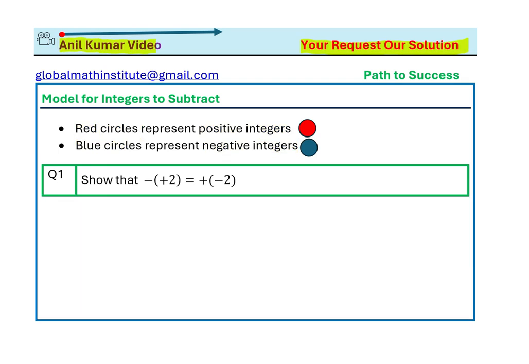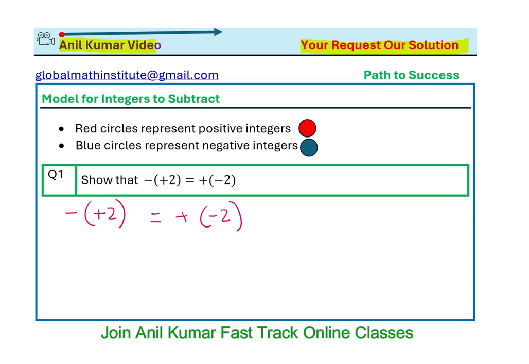Now the question is to show that minus of plus 2 is equal to plus of minus 2. With the help of these integers, which are modeled as the counters or circles in red and blue, let's begin with the left hand side. In our left hand side, we have minus of plus 2.